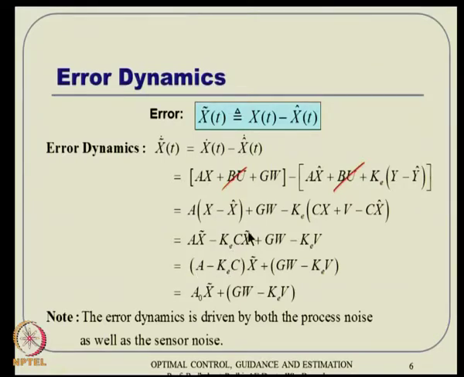Alright, so then we can combine these two, because x tilde is here and x tilde is here, so you take it common and are left with that term. And this particular thing I can define as A0. Then it turns out that x tilde dot is nothing but A0 x tilde plus this quantity Gw minus KeV. So, what happens here? The interesting observation is that the error dynamics is now driven by both process noise and sensor noise.